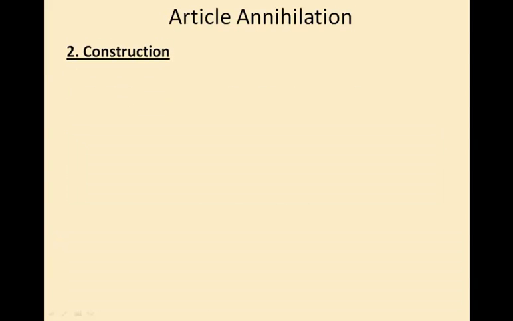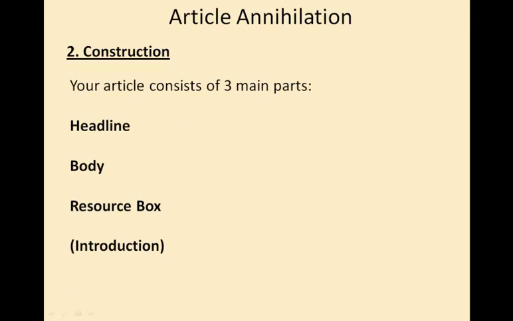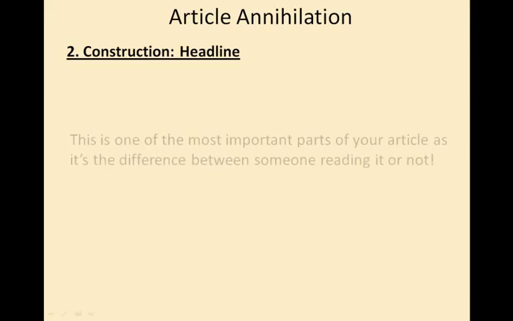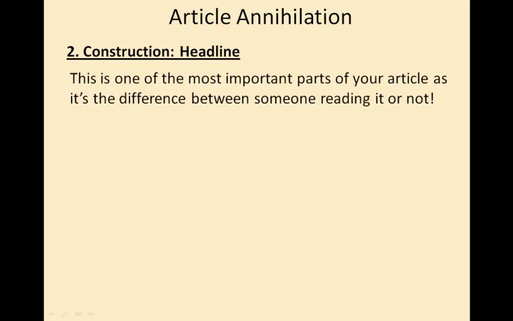Now, the second part of your article construction is actually creating your articles themselves. Your article consists of three main parts: the headline, the body, and the resource box. These are the most important, and then from there obviously you've got other parts as well, like your introduction. So your headline is one of the most important parts of your article, as it's the difference between someone reading it or not.